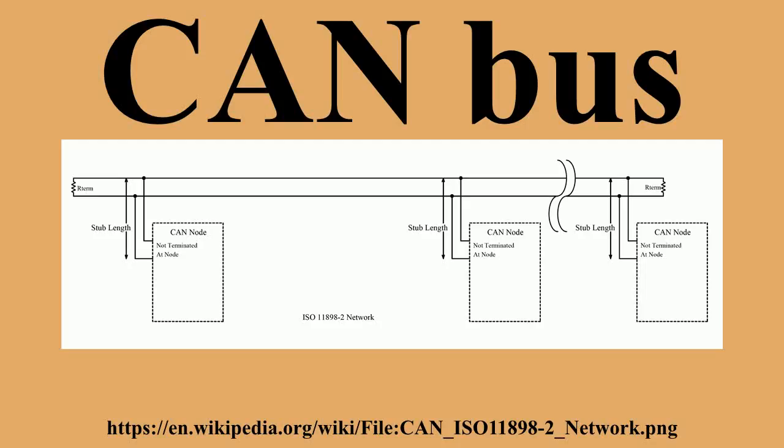Architecture. CAN is a multi-master serial bus standard for connecting electronic control units, also known as nodes. 2 or more nodes are required on the CAN network to communicate.